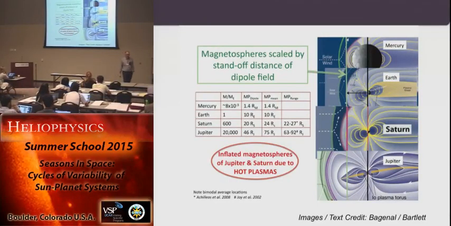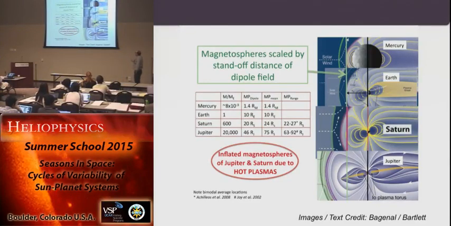Okay, so the observed size scale of the magnetosphere at Saturn and Jupiter is inflated compared to the vacuum dipole approximation. That suggests that there's an extra internal source of pressure, which is also effective at holding off the flow of the solar wind. And indeed, at Jupiter and Saturn, that's due to an important population of hot plasma inside the magnetosphere.